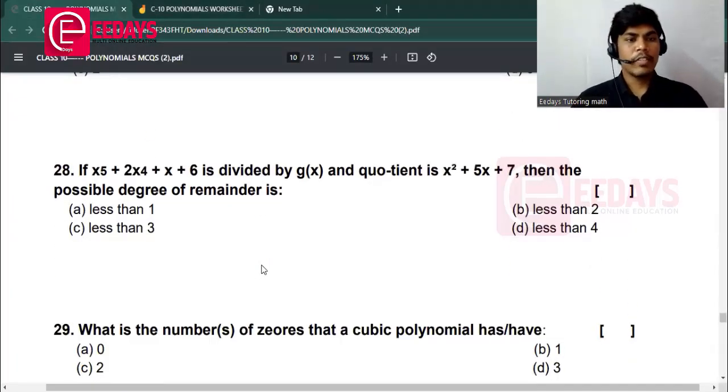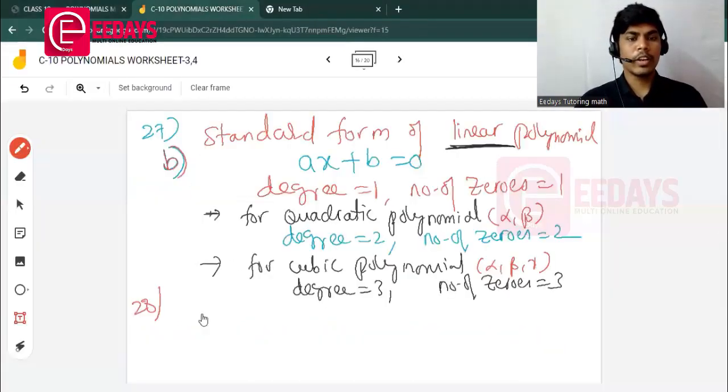So you can easily guess: if x power 5 plus 2x power 4 plus x plus 6 is divided by g of x, then the quotient is x square. I think this question we already solved, right? And they're asking for the possible degree of the remainder. So it is less than 1. If we divide x power 5 by x square, 5 minus 2, we get cube. 3 is the quotient. Then the remainder degree is less than 1, we have to write. So question 28, option A.